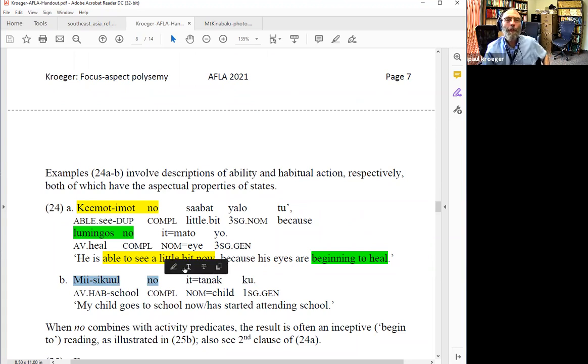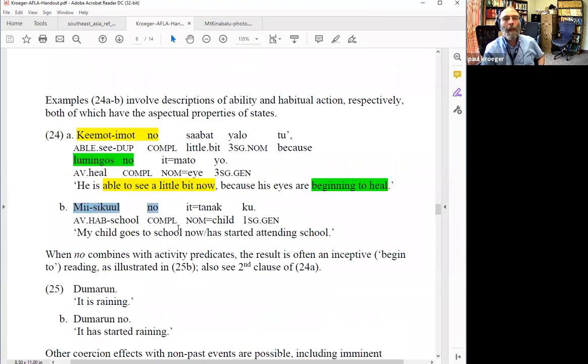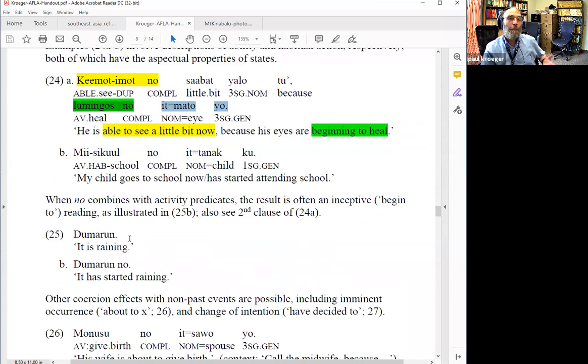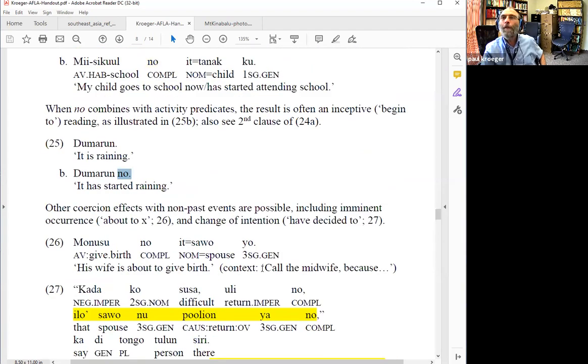Another kind of coercion effect that's found with activity predicates is the inceptive. We can see that in the second line of 24a. His eyes are beginning to heal. It says literally they are healing already, or they're healing no. So they're beginning to heal. You get change of state. The event in the past was the beginning of the process that's going on, the continuing situation now. Another example, basic predicate dumaron, it's raining. When you add the no, oh, look, it started raining. This inceptive reading.